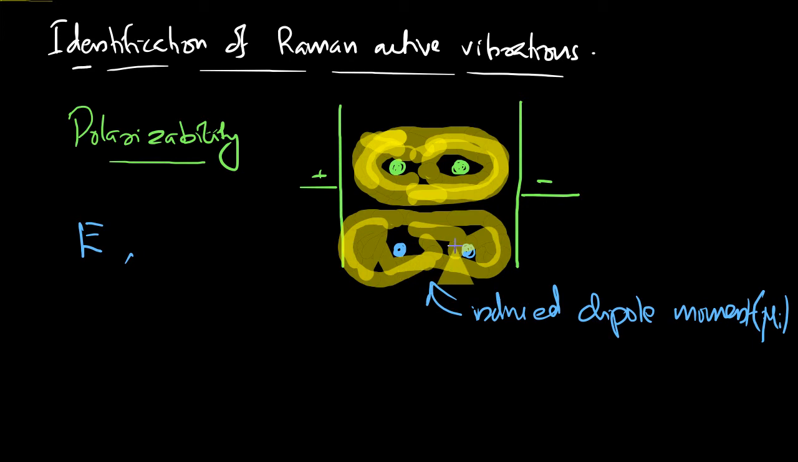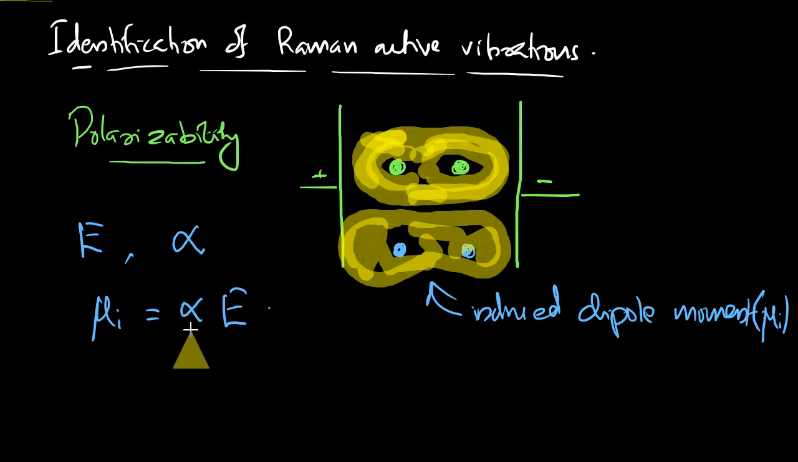So the easiness of distorting the electronic charge cloud is called the polarizability. Let me represent this as alpha. So the induced dipole moment mu I will be the product of polarizability alpha and the electric field strength E. It means that if the polarizability is very high, then the induced dipole moment will be very high. If the polarizability is very high, it means that it is very easy to distort this electronic charge cloud, and then the dipole moment can be easily created, right?